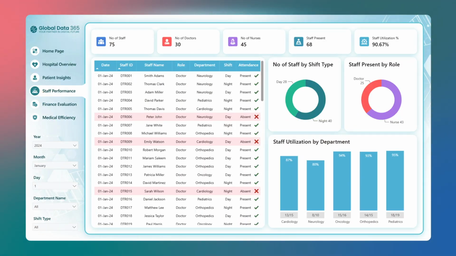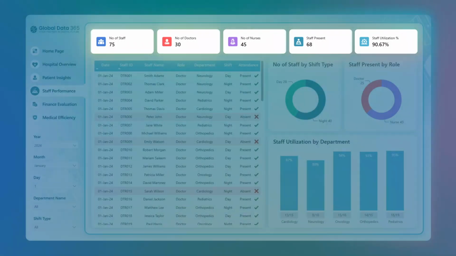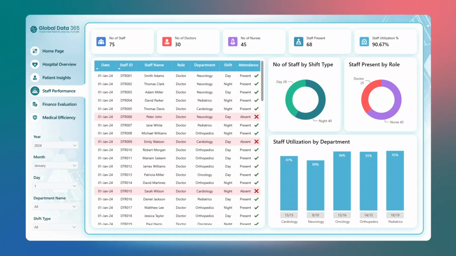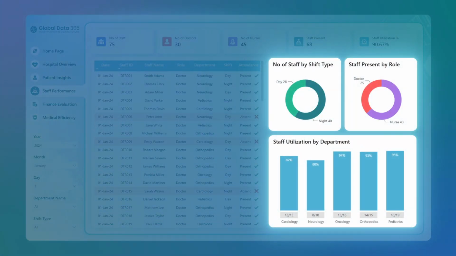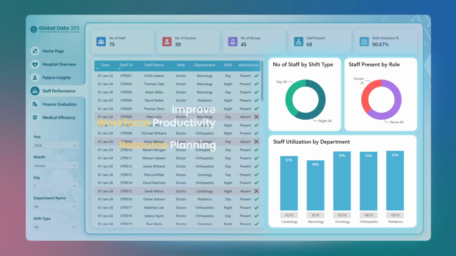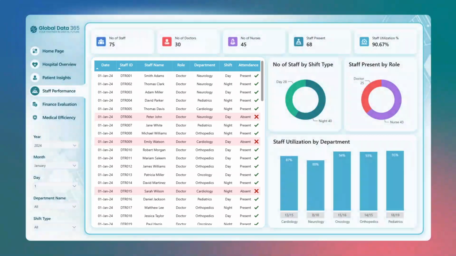Healthcare success depends on workforce efficiency. The Staff Performance page tracks total staff count, doctors, nurses, attendance status, and overall utilization percentage. Managers can evaluate staff allocation across departments, shifts, and roles, while identifying opportunities to improve workforce productivity and resource planning. With real-time visibility into staffing performance, hospitals can ensure optimal patient care with efficiency.